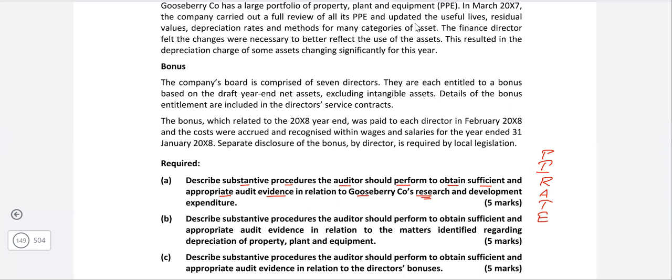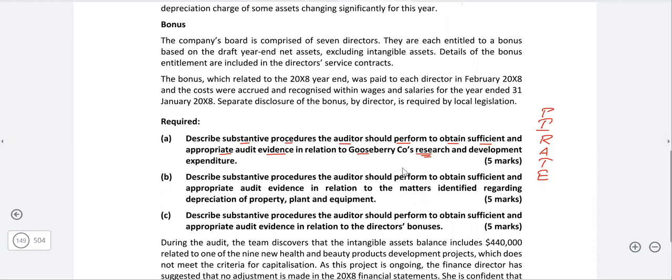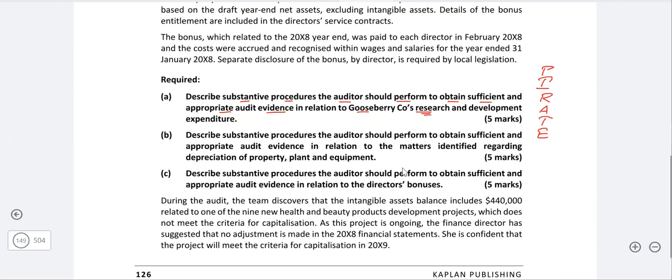And once the development is complete and is ready for commercial sale or use, then it should be amortized as well. So it is only when the development is complete and is ready for the commercial sale and use that it should be amortized. So this is the first requirement. We'll read the question and then we will see what we are supposed to write in the answer.